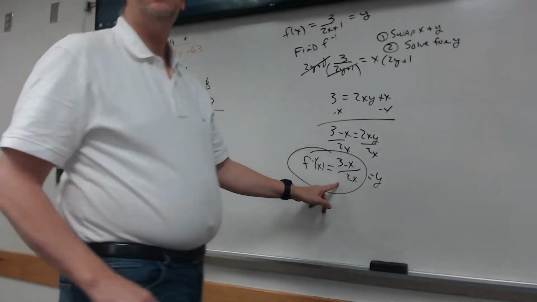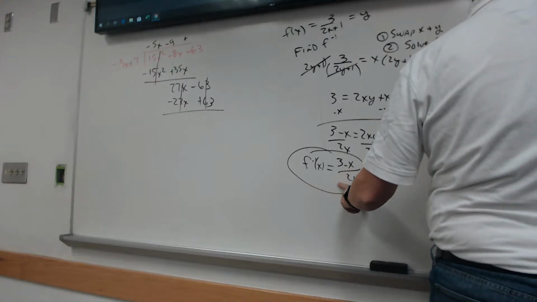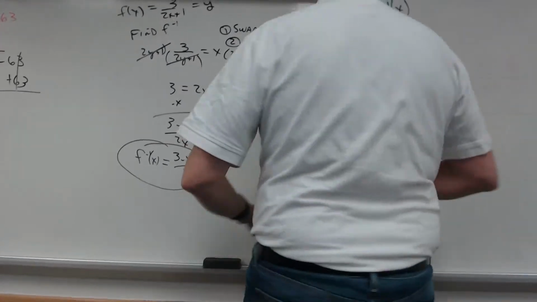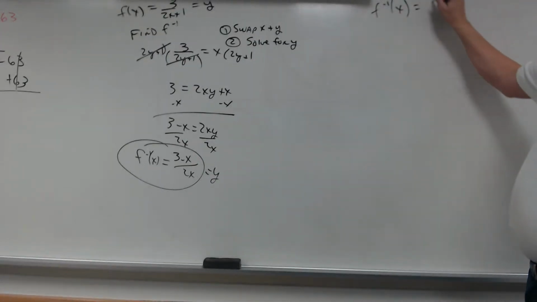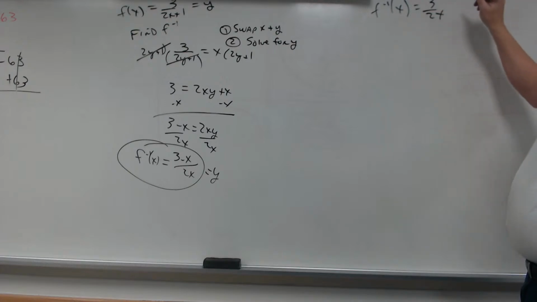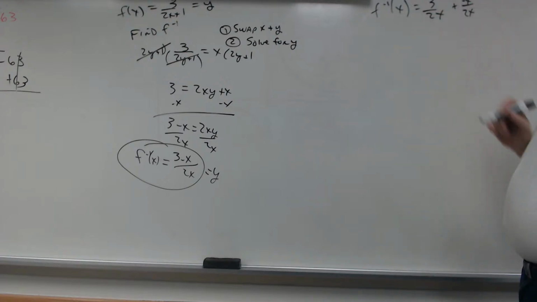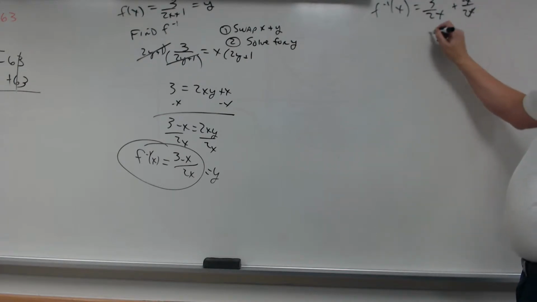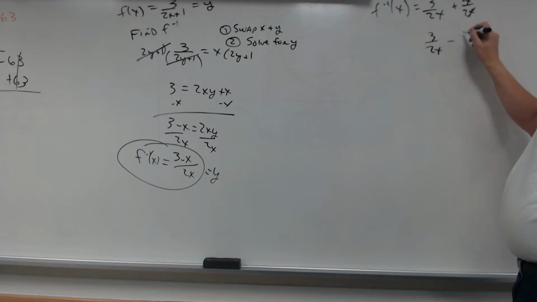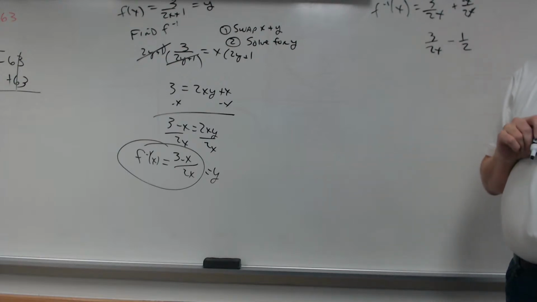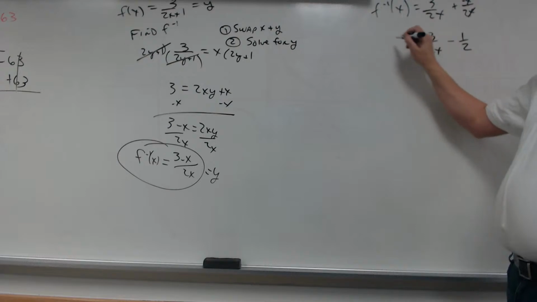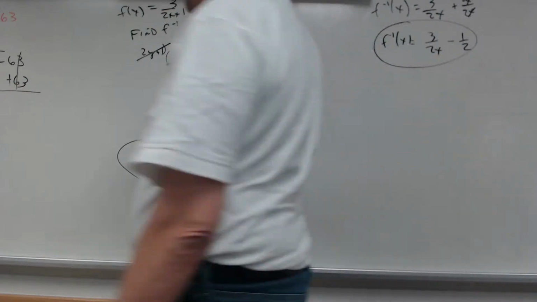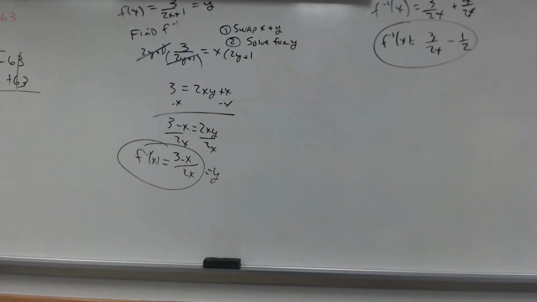I can rewrite this as two fractions, right? I could rewrite this as f inverse of x equals 3 over 2x plus negative x over 2x, right? And then the x's would cancel, and I'd be left with 3 over 2x minus 1/2. Is that one of the answers? Yep. Okay, both of those are correct answers. It's the same answer.